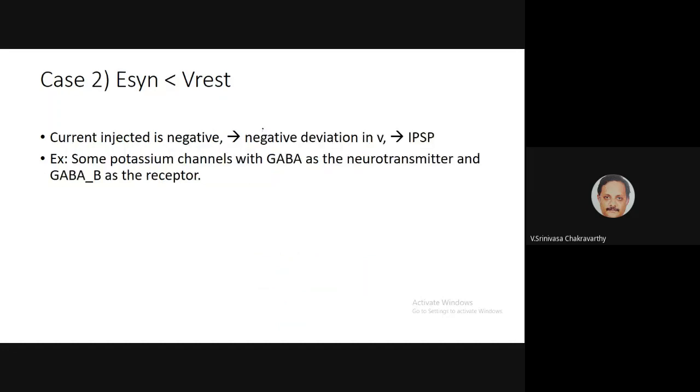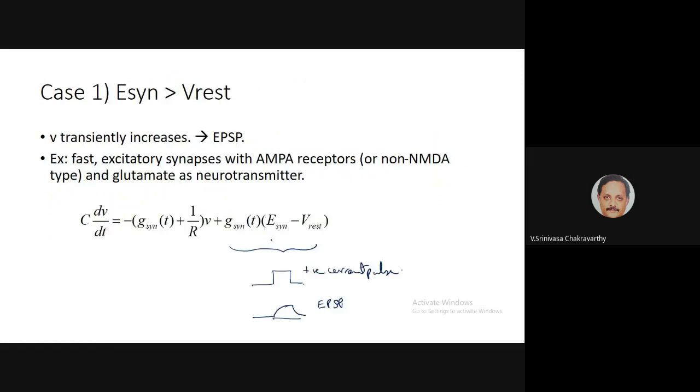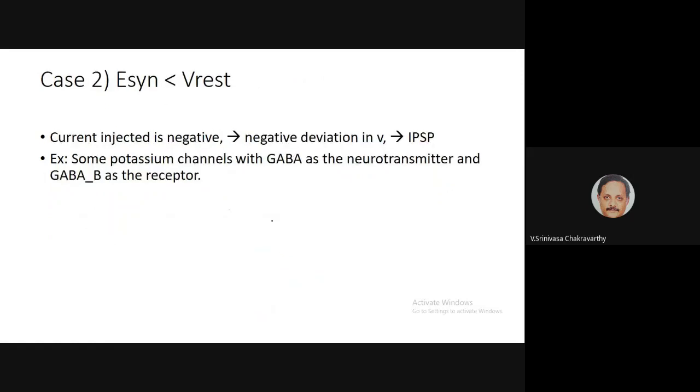Similarly, when you go to the second case, E_syn is less than V_rest, you can easily show by the same argument that the current is now a negative current pulse. Therefore, the voltage deviation is also negative, so it is an IPSP. Both are quite simple.